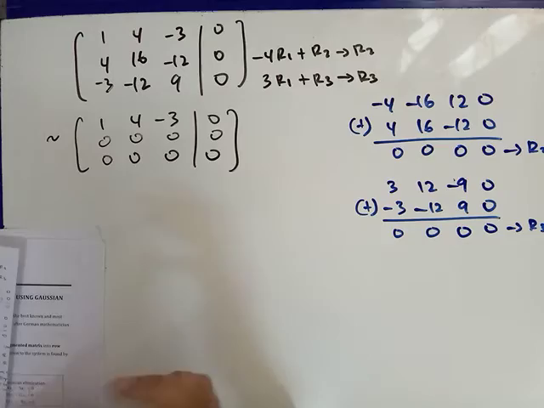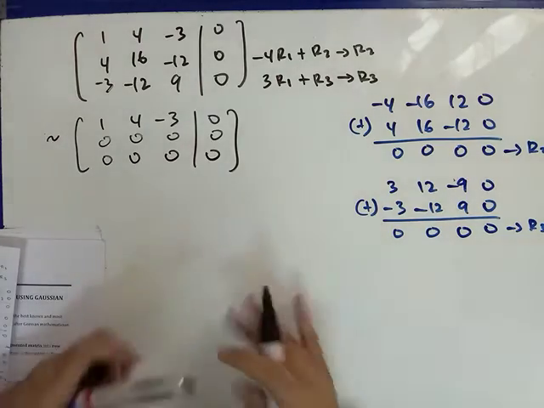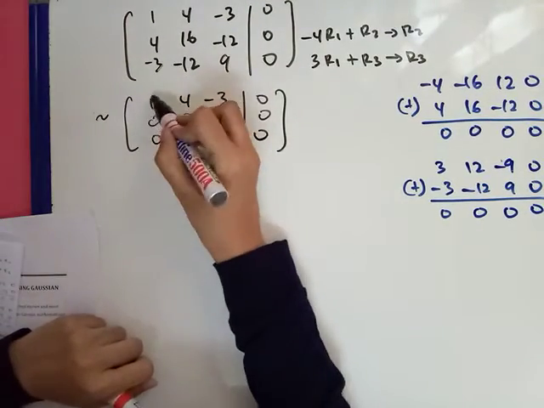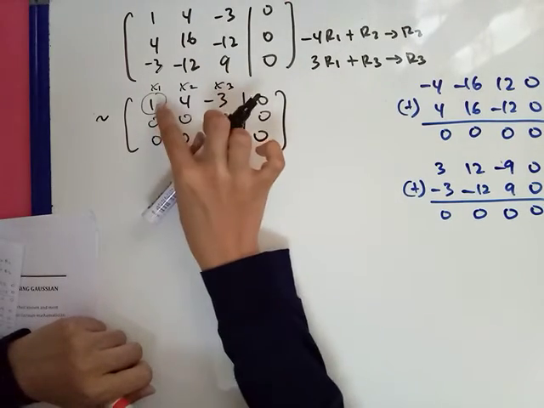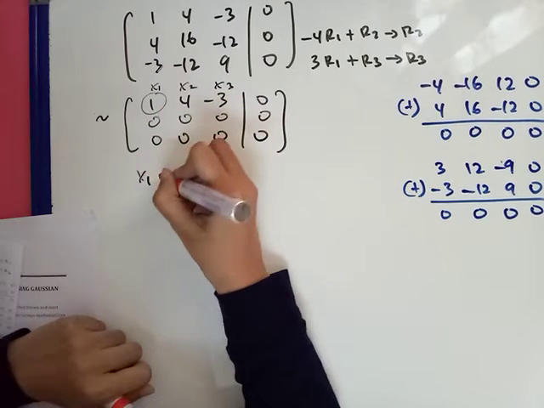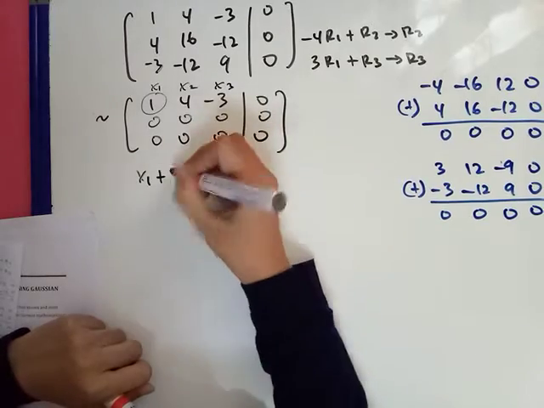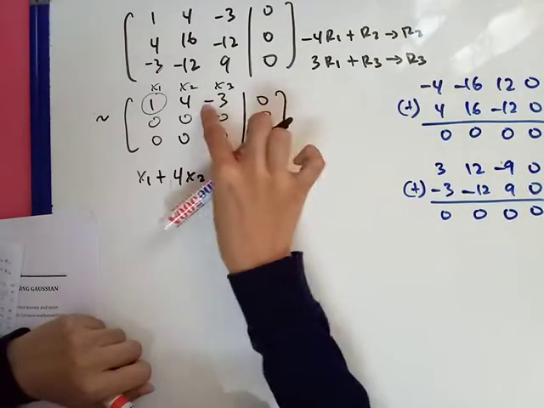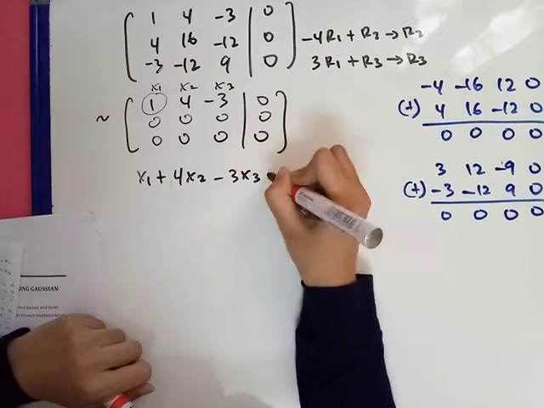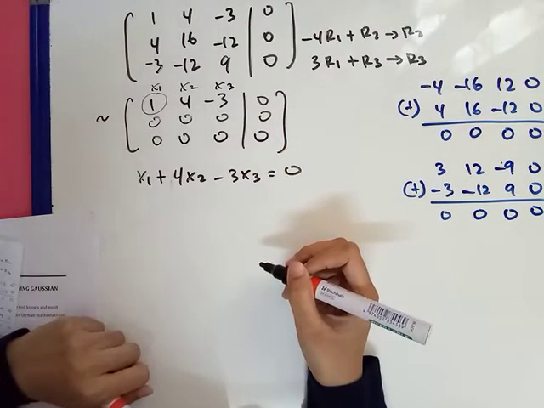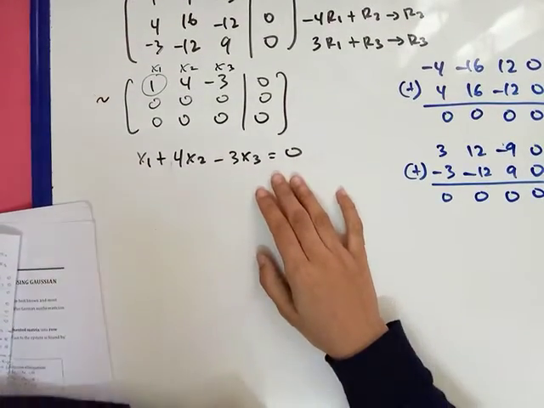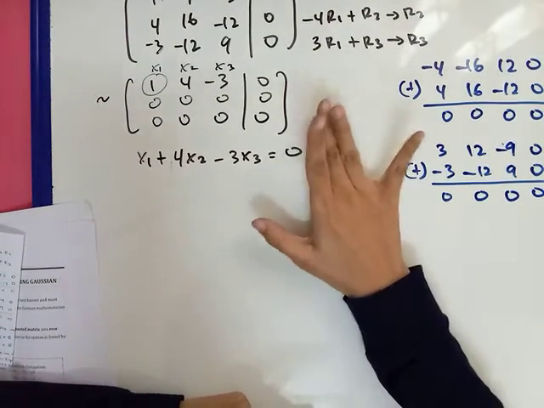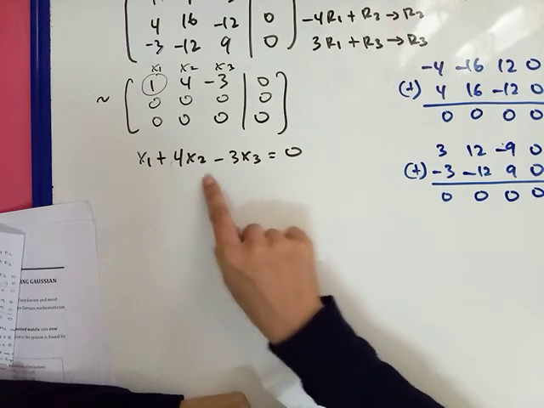Okay, then we need to use back substitution. That means we have a leading one here, for X1, X2, X3. So the leading one, that means it is the leading variable. X1 plus 4X2 minus 3X3 equals 0. From this, yang ni belum final answer lagi, sebab kita tak tahu x2 and x3.